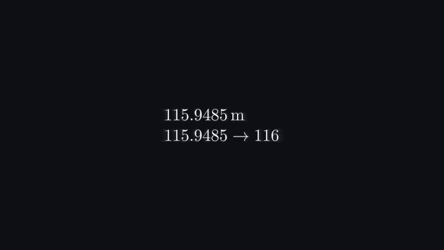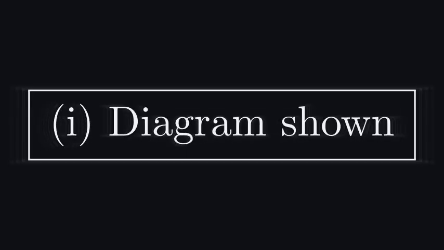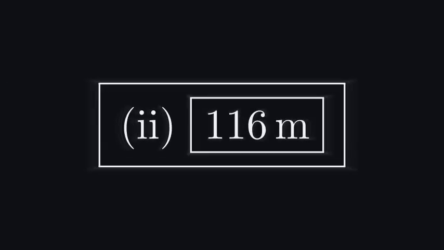115.9485 goes to 116. The question asks for the answer correct to the nearest meter. Since the decimal part is greater than 0.5, we round up to 116. Therefore, the height of the other building is 116 meters, correct to the nearest meter. The final answers are Part 1, the diagram shown, and Part 2, the height of the other building is 116 meters. This framed result is the final answer for the question.